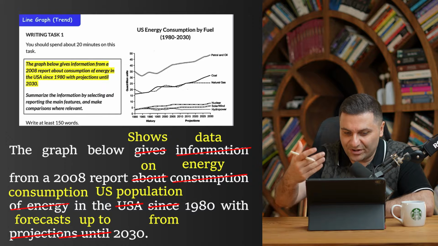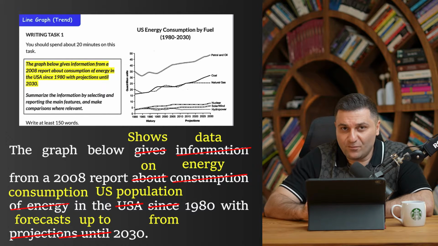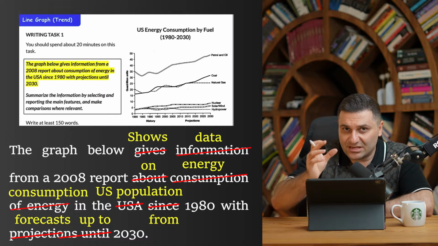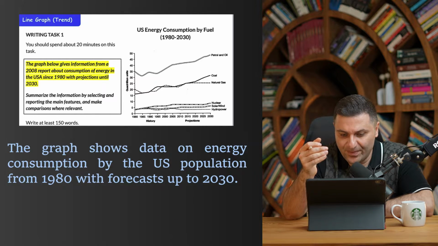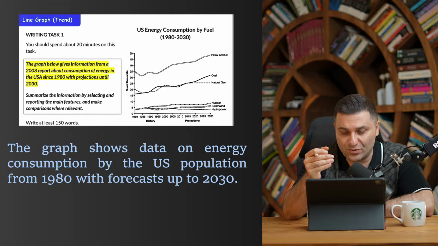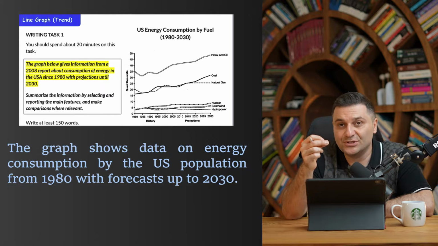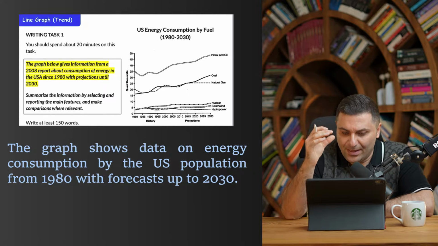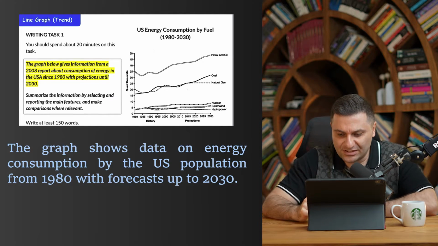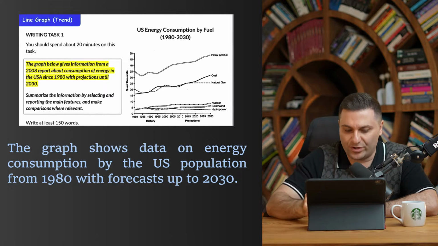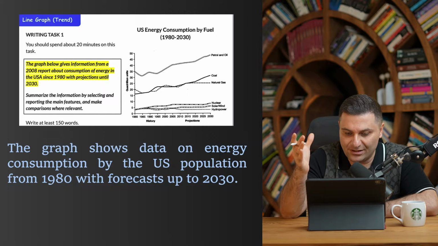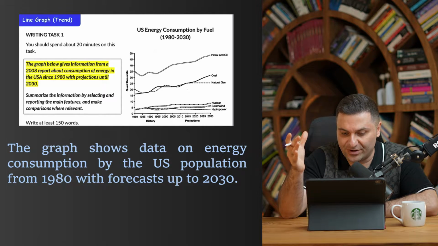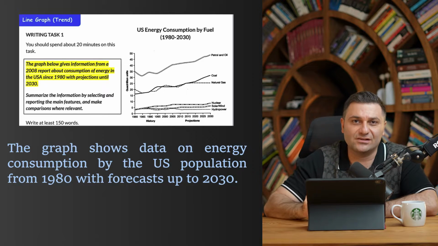All right. Now we're going to change this. So if we change the words, our new sentence will be something like this. The graph shows data on energy consumption by the U.S. population from 1980 with forecasts up to 2030. Now, what we're going to do here is to change the word order. So "from 1980 with forecasts up to 2030" is going to be in the middle of the sentence.